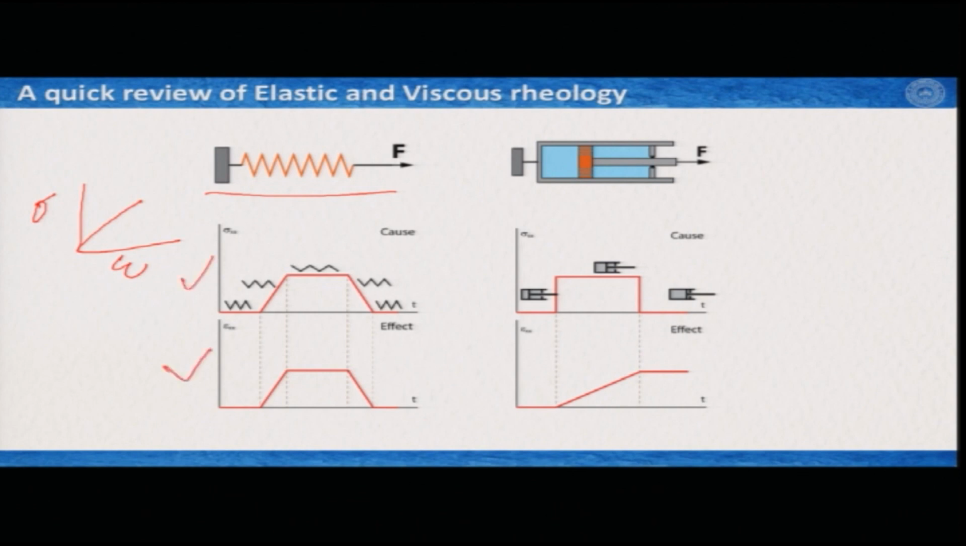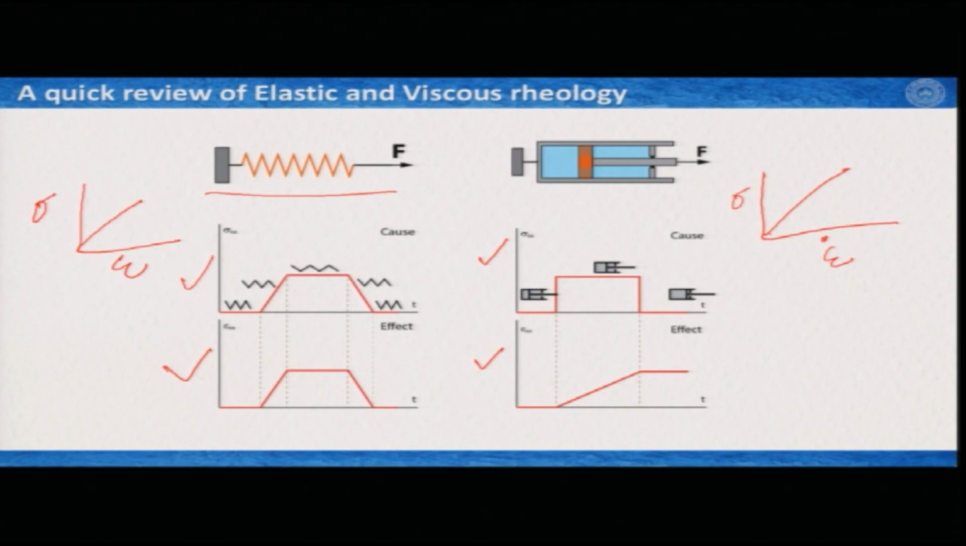Whereas viscosity is explained by a dashpot, and here we generally explain it with a stress versus strain rate curve, and it is like this for a linear viscous material, and this is your stress versus time and strain versus time curve, where time corresponds to stress and strain. Now, you can combine these two rheologies either in parallel or in series.